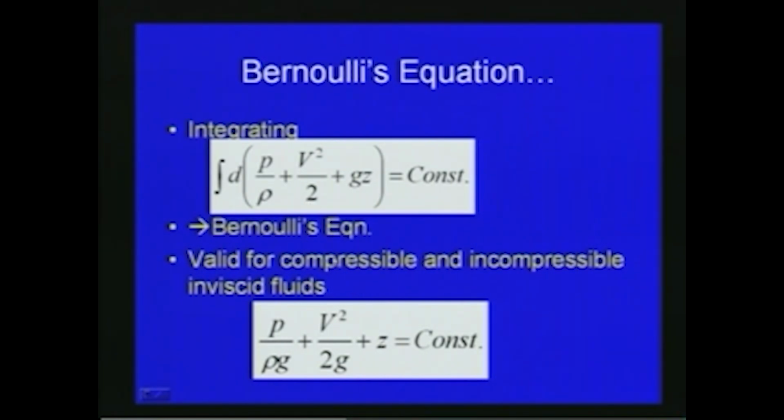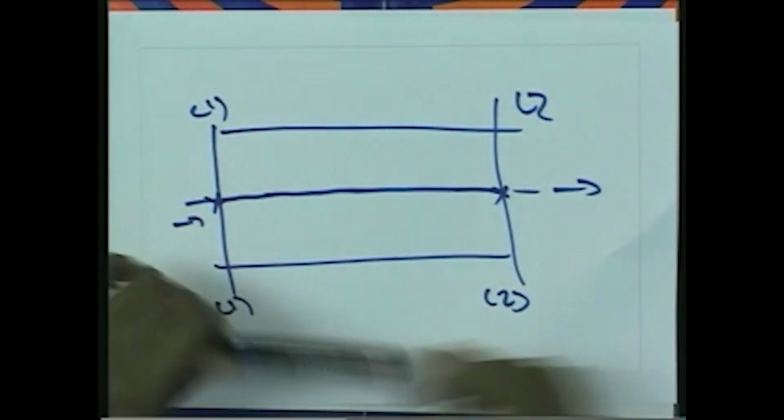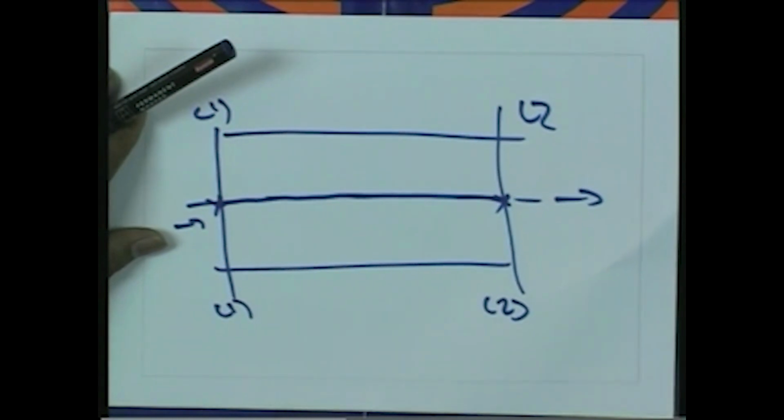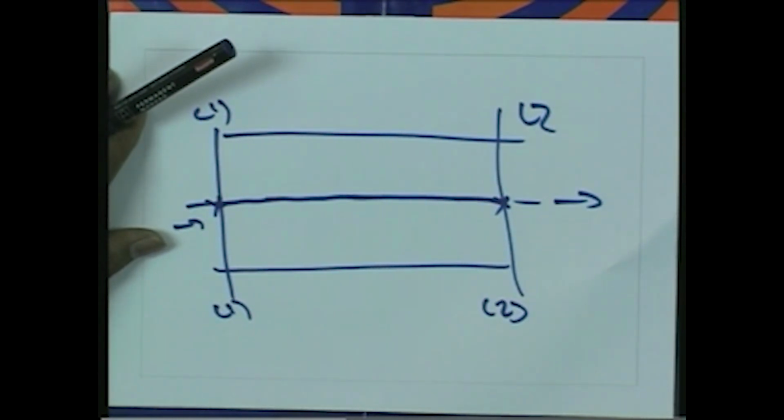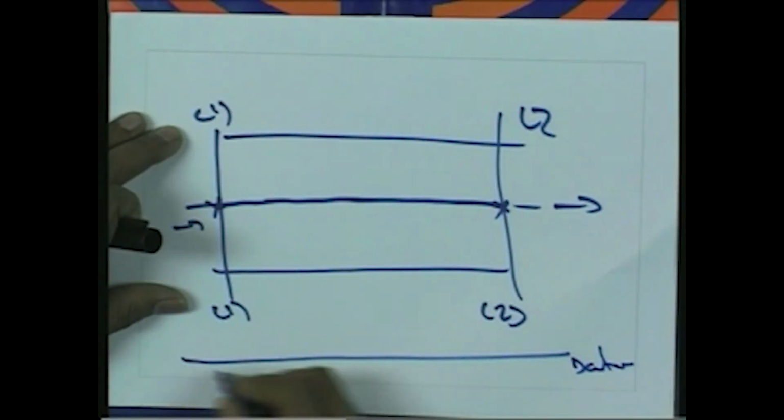Since the ρ term is there in this general equation, it is valid for compressible and incompressible inviscid fluid. So we can write p/ρg plus V²/2g plus Z is equal to constant. Now between two sections, if we consider section 1 and section 2 as we have seen in the previous figure, then we can write p1/γ plus V1²/2g plus Z1 is equal to p2/γ plus V2²/2g plus Z2. In this figure, this is the datum.